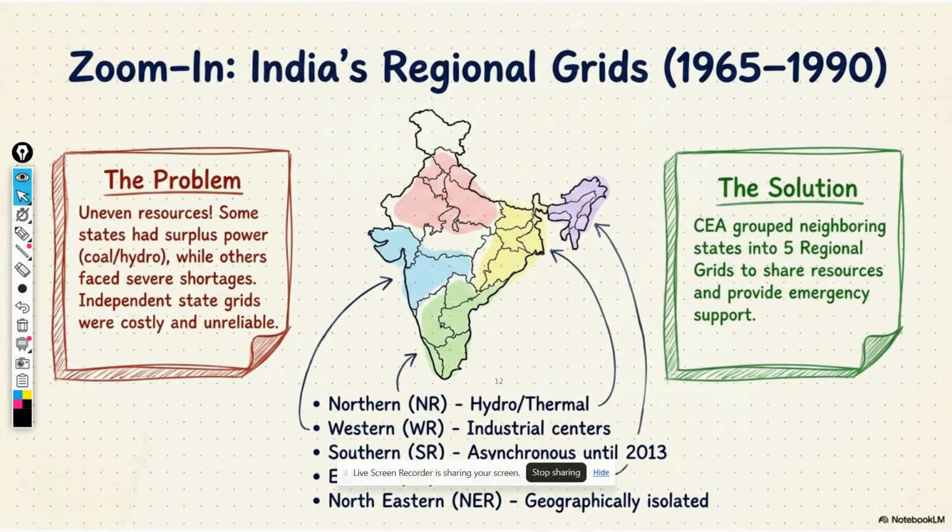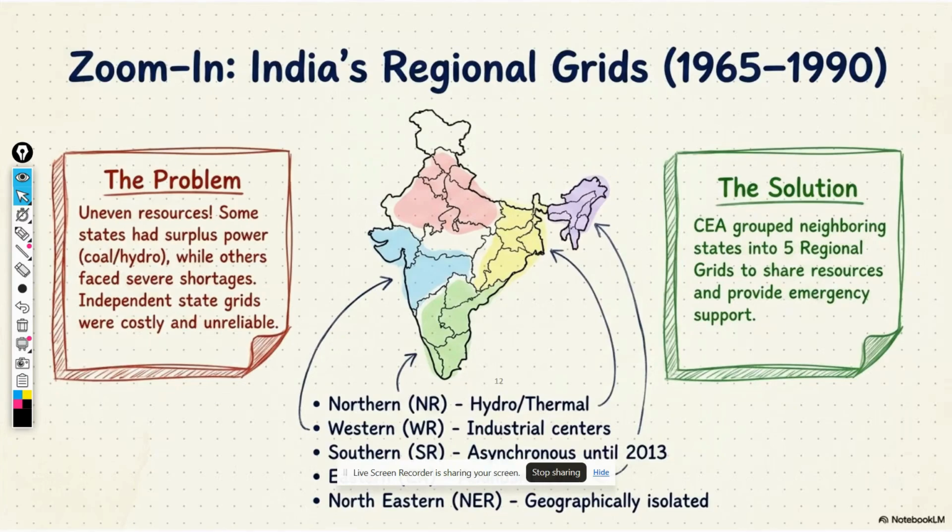Back in the 1950s and 1960s, India did not have one national power grid. Instead, every state had its own electricity generation and transmission system. For example, Maharashtra had its own power system, then Gujarat had its own, Tamil Nadu had its own, Punjab had its own. Each state generated electricity only for its own consumers.